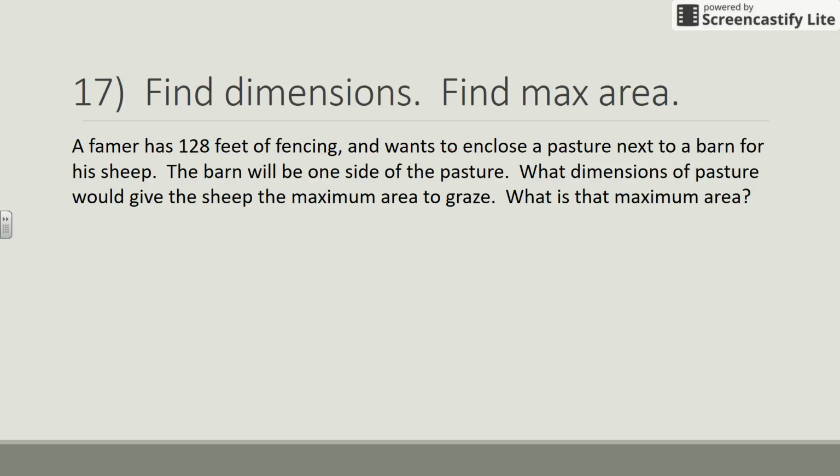128 feet of fencing, wants to enclose a pasture next to a barn. The barn will be one side. So we don't need fence along one side.